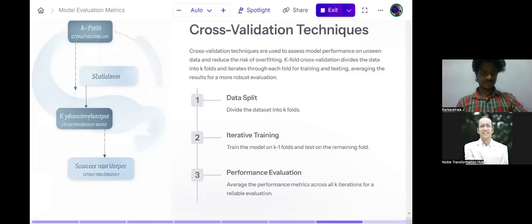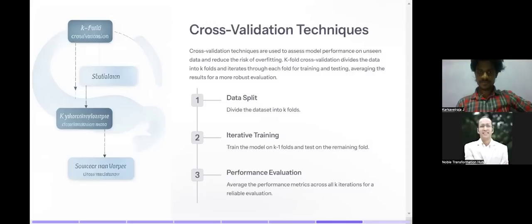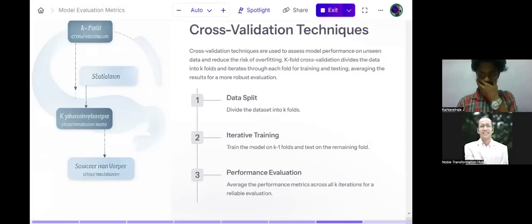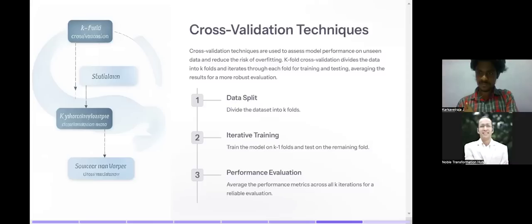Then iterative training. Again a great concept, because if you want to understand uncertainty, you have to be iterative. Train the model on k-1 folds, test on the remaining fold. So you need to iterate until you reach optimal performance. That's why iterative training is required to get the best performance. Performance evaluation: averaging the performance metric across all k iterations, like you have done. See, what k-fold cross validation has done is create small k folds, and then it is going to average that.